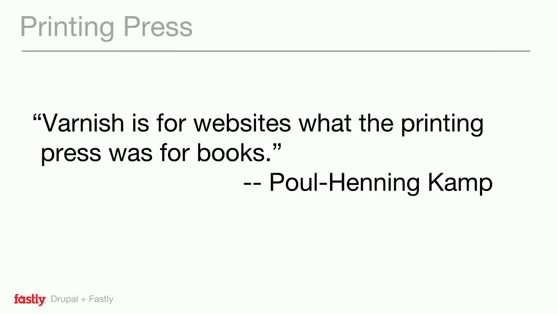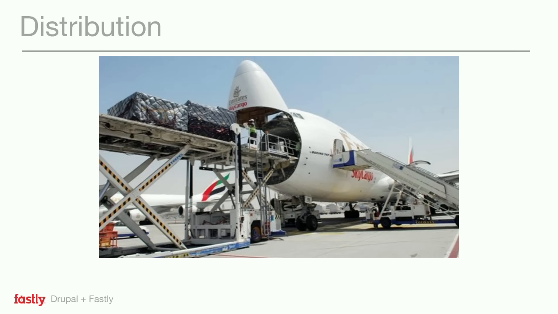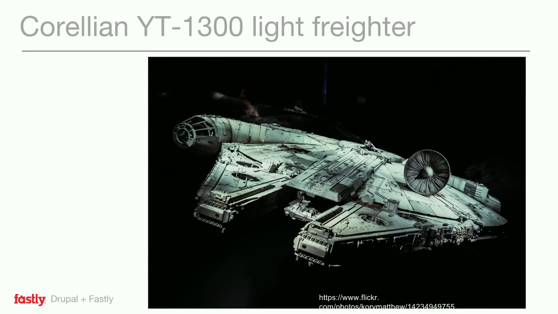The problem, however, is if you go global, say you have a newspaper instead of a book, you have to start shipping your newspapers all over the world. It costs a lot of money, it takes a lot of time, it delays the newspaper getting to other countries. So, not ideal. Instead of an airplane, though, you could also use one of these. Who's familiar with this ship? It's the Millennium Falcon, don't you know?